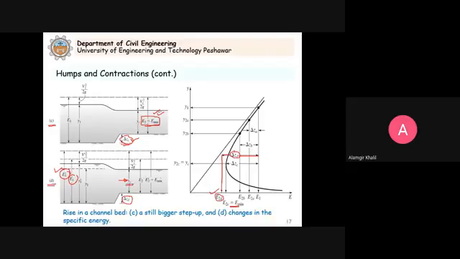And this increase in the specific energy upstream can occur due to the damming action, that behind this the water level should rise. So when this water gains sufficient energy, then it will be able to flow over this step.